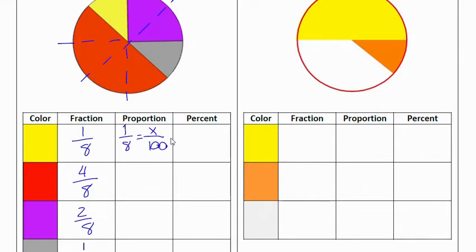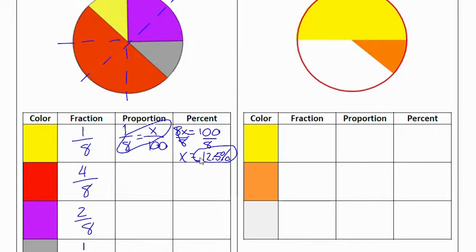And you're going to cross multiply, butterfly that, just like we've done in our proportions unit. So I'm going to start with x, and that's going to be 8 times x, which is 8x. And then I'm going to do 1 times 100, which will be 100. I end up dividing by 8 on both sides. That cancels. So I'm left with x is equal to 12.5%. And that's your percentage that represents 1/8 of the graph.